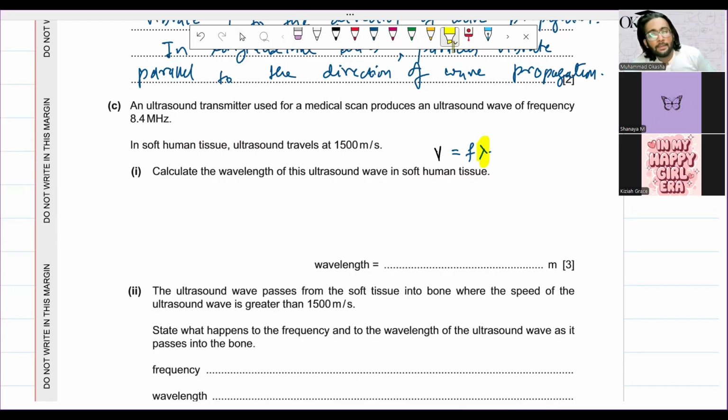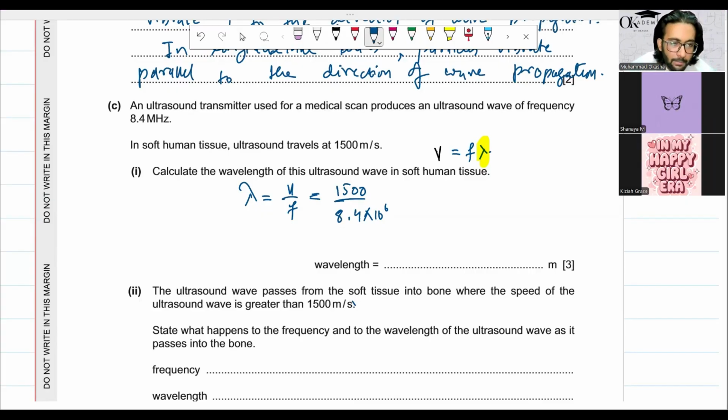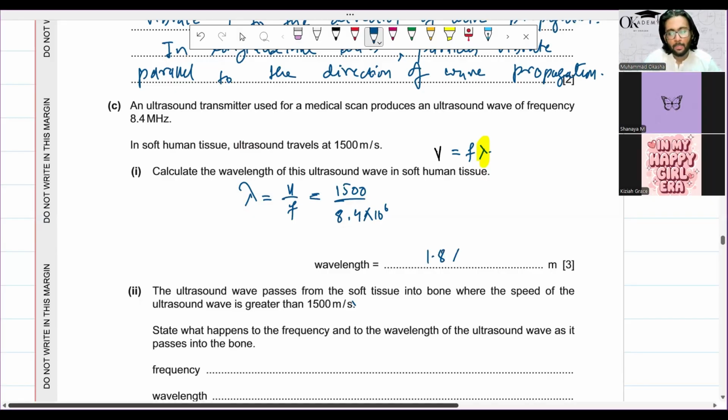I'm really sleepy. So you need to find out the lambda. So lambda is equal to v over f. What is the speed? 1,500 meters per second. And the frequency is 8.4 megahertz. Mega means 10 to the power what? 10 to the power 6, right? 8.4 multiplied by 10 to the power 6 hertz. So if you were to do the math on this, I think you are going to get somewhere around 1.8 multiplied by 10 to the power -4 meters.